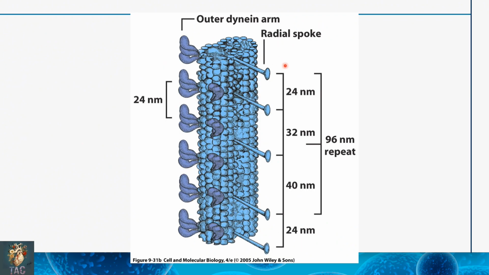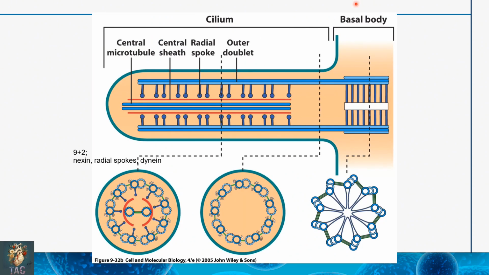So here you can see the structure of the cilia, in which A and B microtubules are forming the structures, and here you can see the outer dynein arms having a diameter of 24 nanometers. Here you can see the radial spoke is present, and all these structures help in forming the structure of the cilia. Cilia move, and they help to move the substances which are present in the lumen of the trachea and bronchi. So here you can see in detail the structure of the cilium.